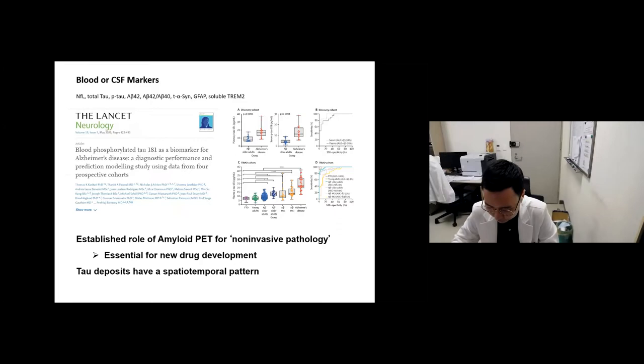The first reason is that, because of numerous studies, amyloid PET has an established role as a non-invasive pathology. But more importantly, this imaging can show a spatial temporal pattern of amyloid or tau deposition. And especially for tau deposition, these spatial patterns, as you have seen, are related with the Alzheimer's disease subtype or other. It can be used for the differential diagnosis of tauopathies.